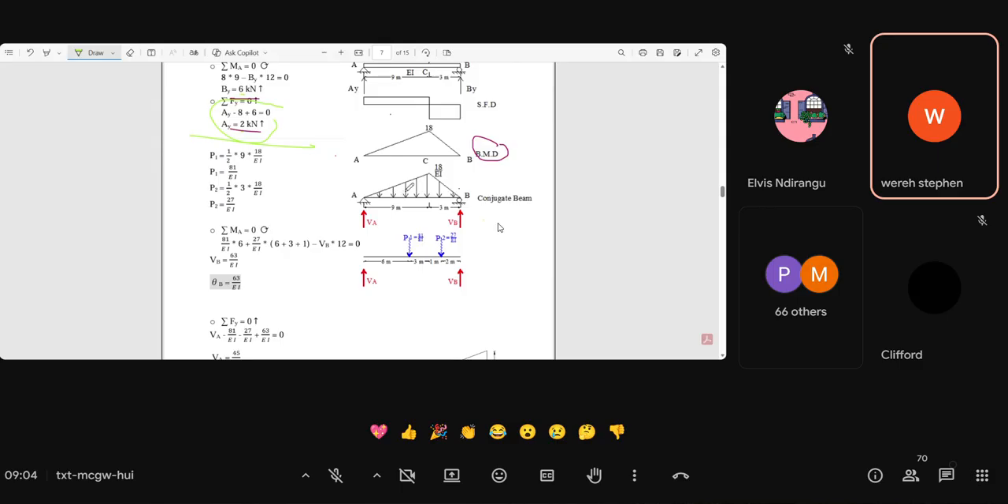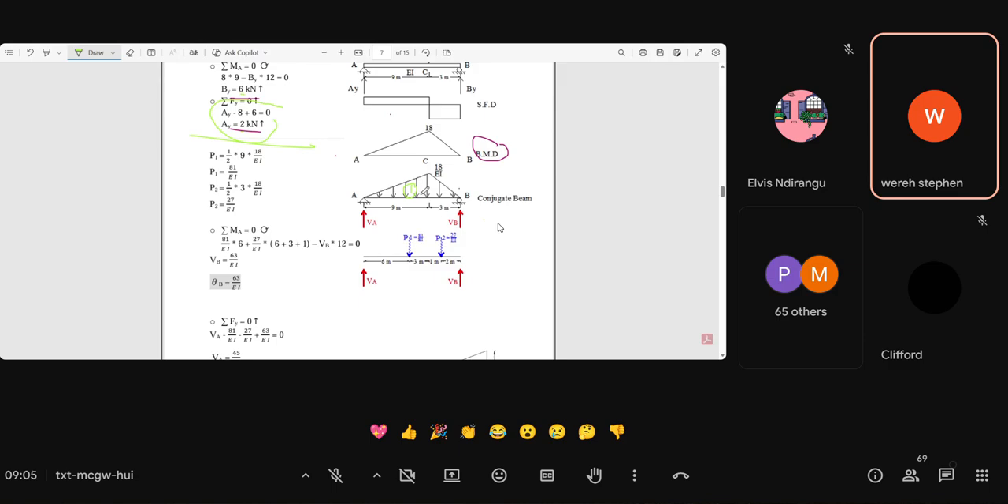Can somebody tell me the value of the moment of this first triangle from point A? Loading times distance. What will be the load for the first triangle? Anybody who can try? The loading of the first triangle will be the total load, because moment is load times distance. So this is a triangular load. A triangular load is just a half times base times height. So for the first triangle, it will be a half times 9 times height, which is 18 over EI.